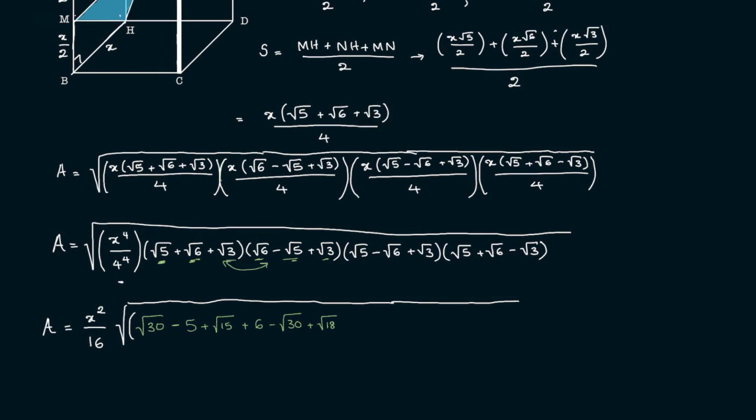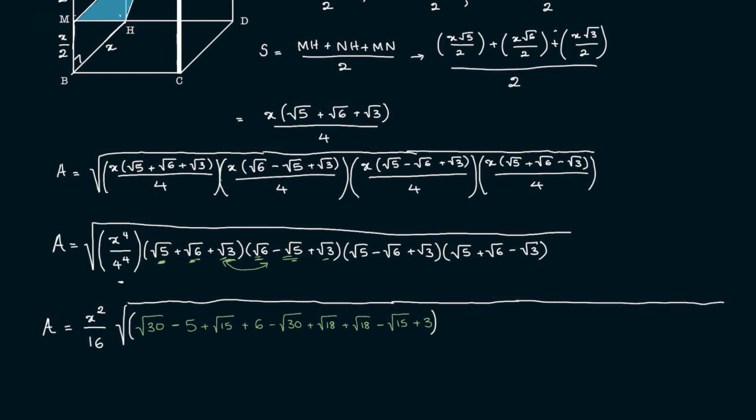Now on to the last 3 pairs of factors. Root 3 times root 6 is root 18. Root 3 times negative root 5 is negative root 15. And root 3 times root 3 is root 9, or just 3. And that was one pair of factors.